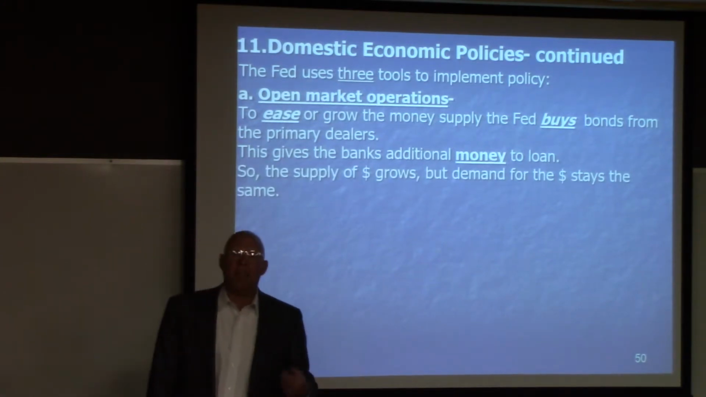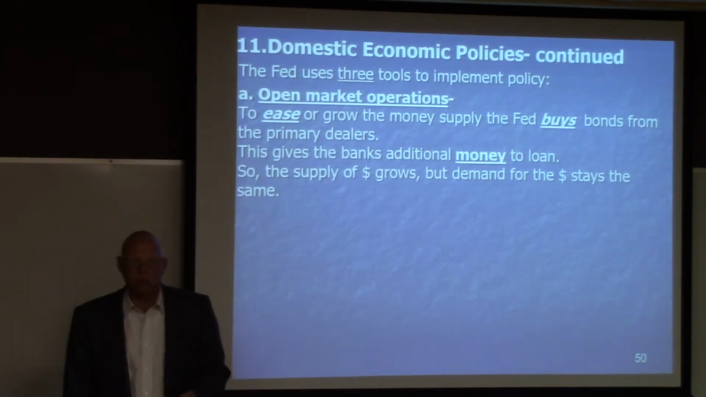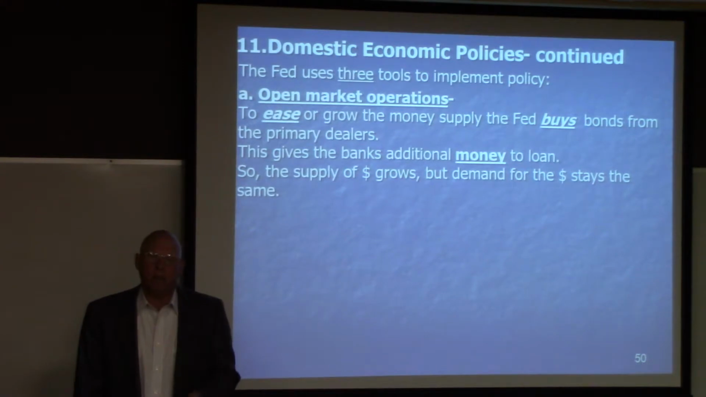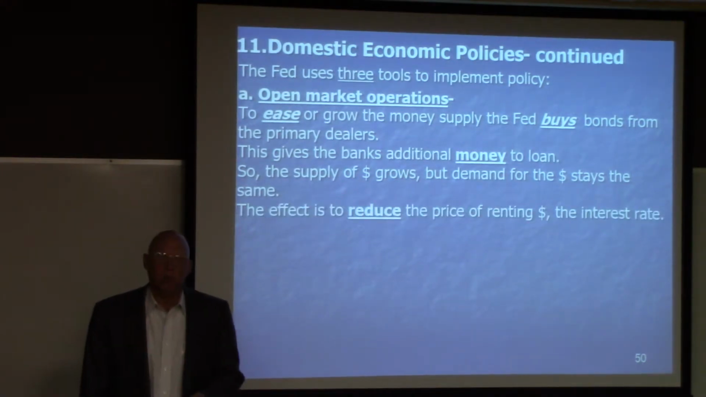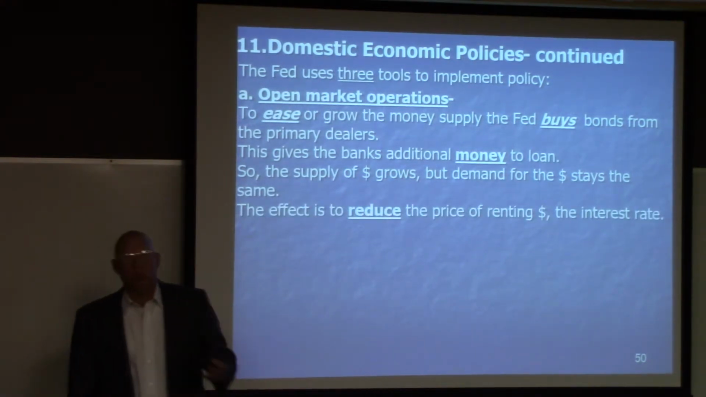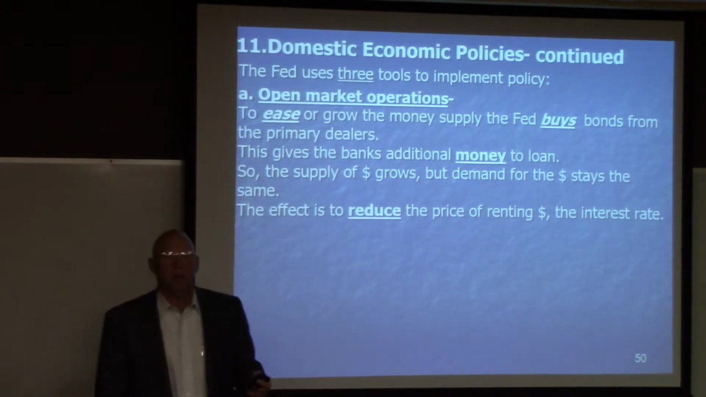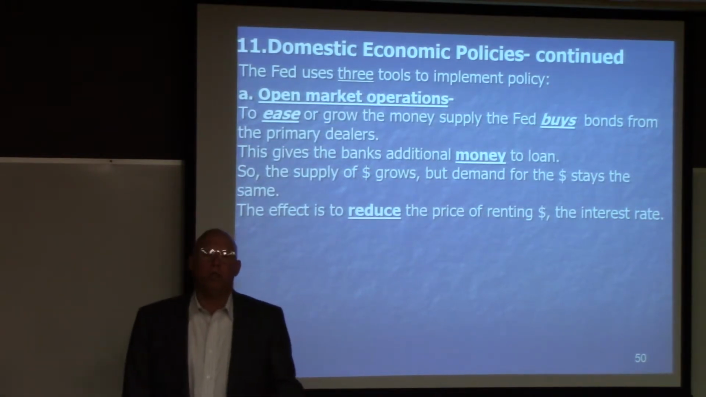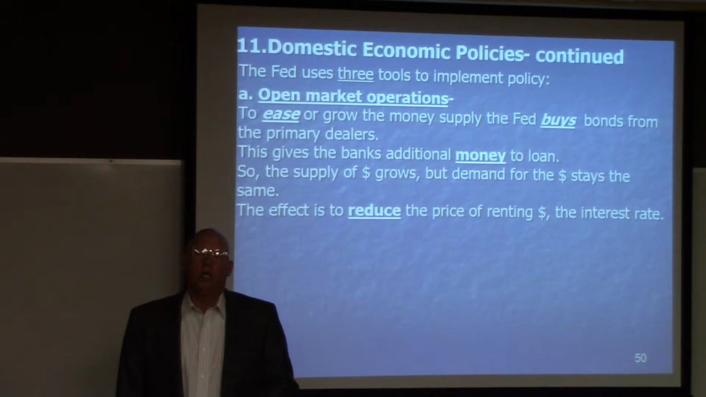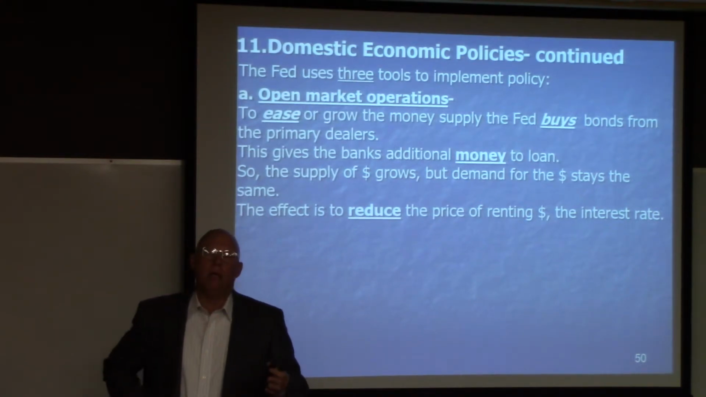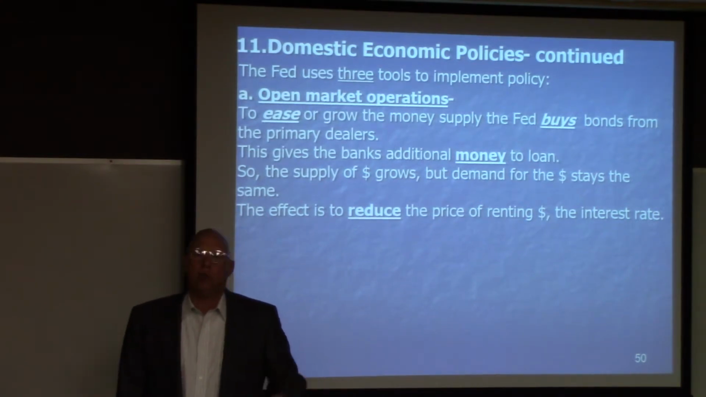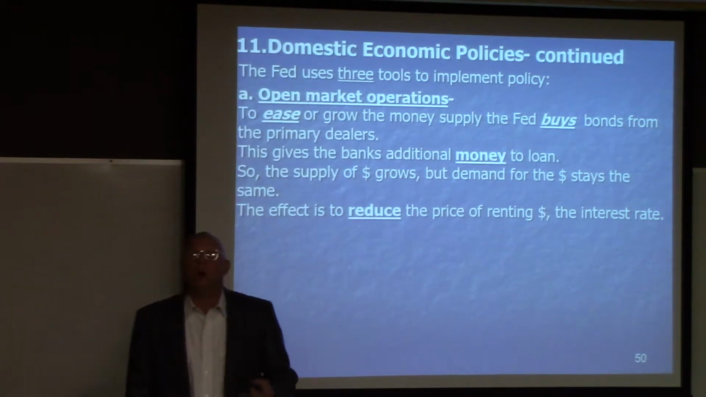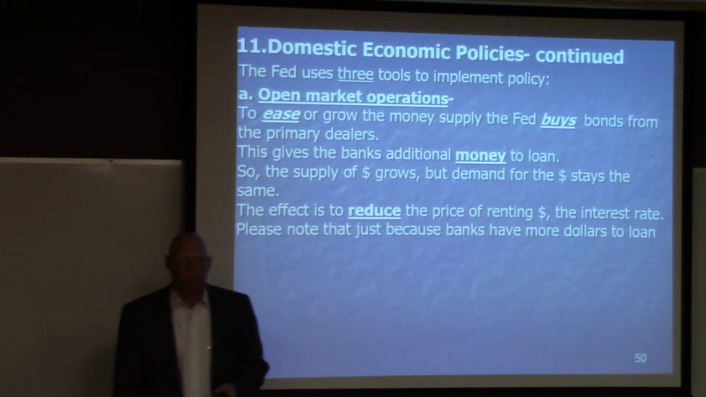As the supply of money in the banking system grows, but the demand for the money stays about the same, the effect is to reduce the price of renting the money, and that price of renting the money is the interest rate. So money supply grows, demand does not immediately grow, and so interest rates come down, which then causes demand to go up. Okay?